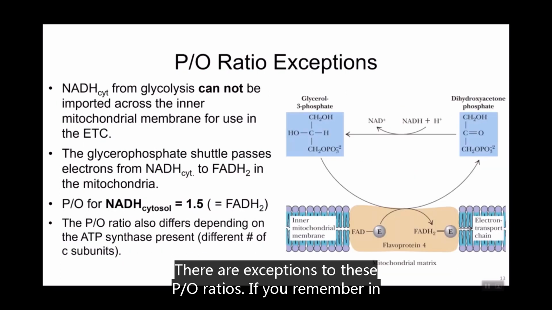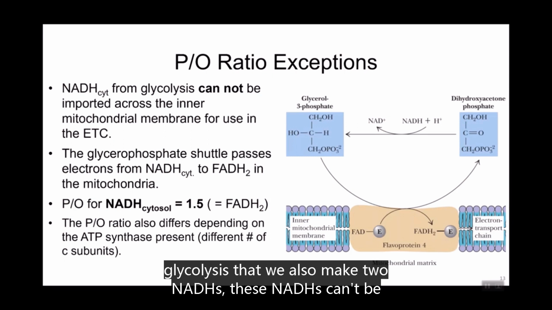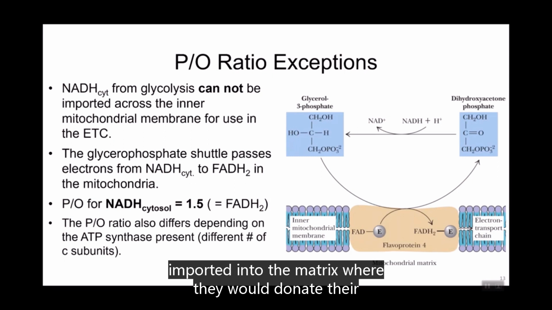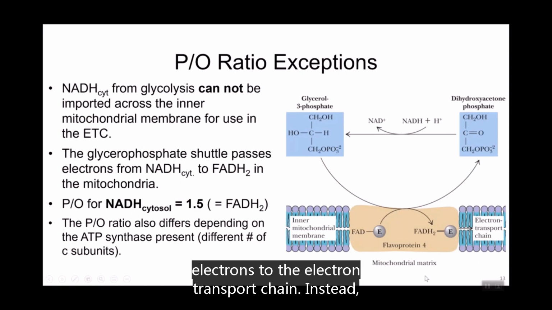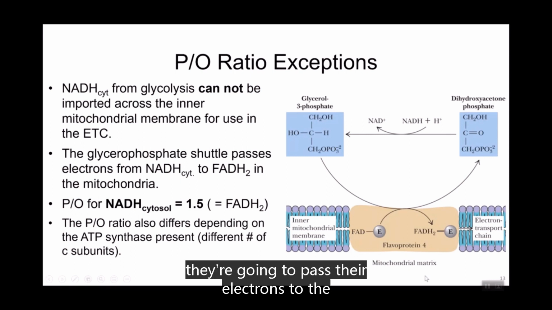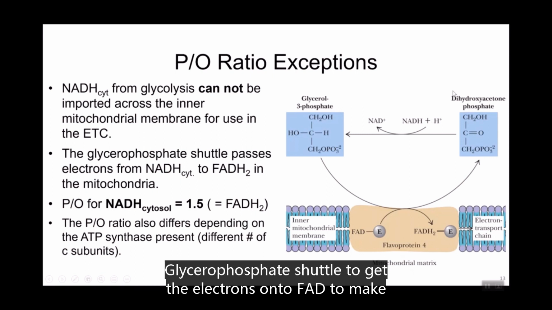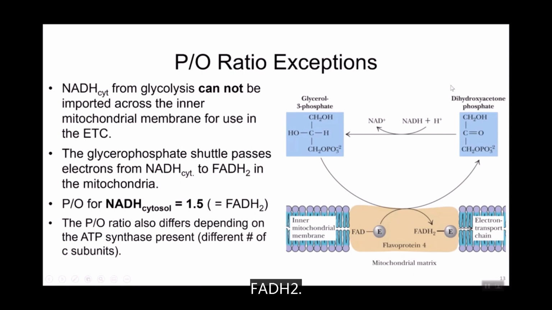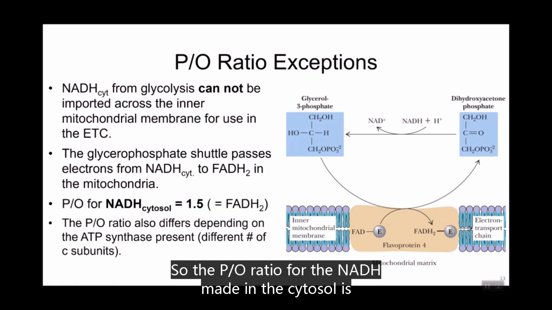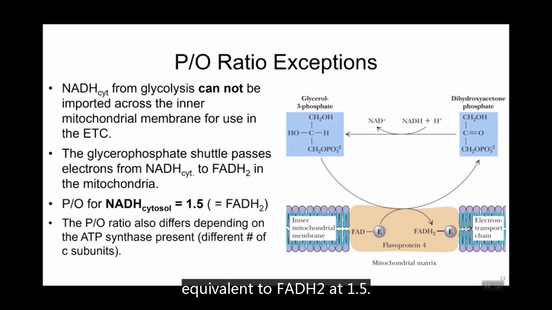There are exceptions to these PO ratios. If you remember in glycolysis that we also make 2 NADHs, these NADHs can't be imported into the matrix where they would donate their electrons to the electron transport chain. Instead, they're going to pass their electrons to the glycerol phosphate shuttle to get the electrons onto FAD to make FADH2. So the PO ratio for the NADH made in the cytosol is equivalent to FADH2 at 1.5.